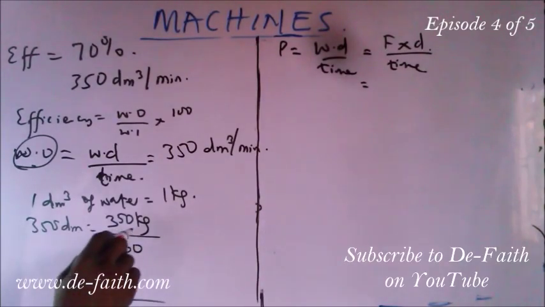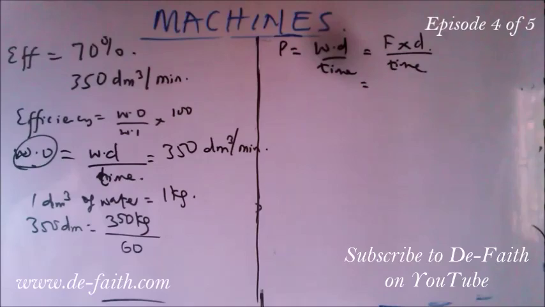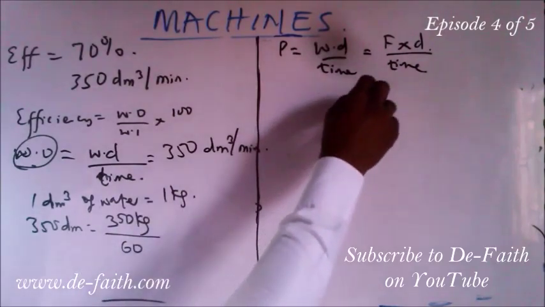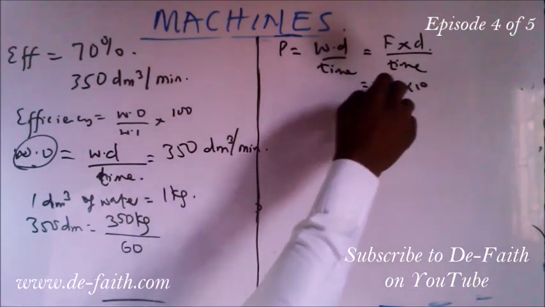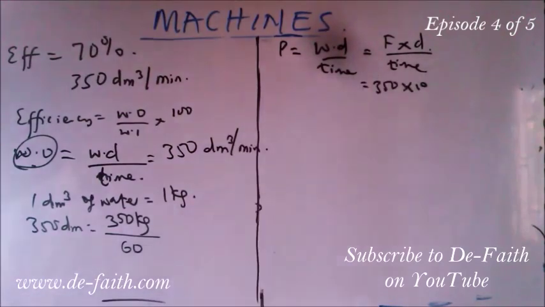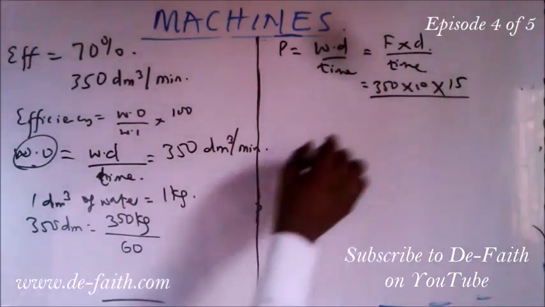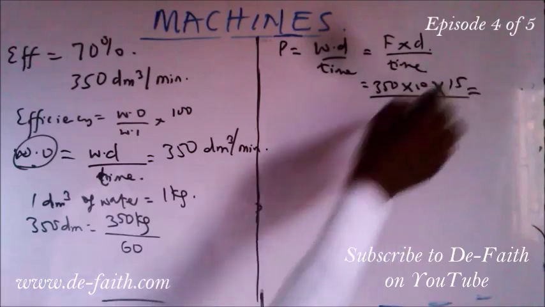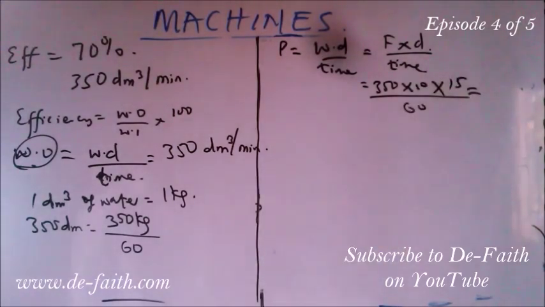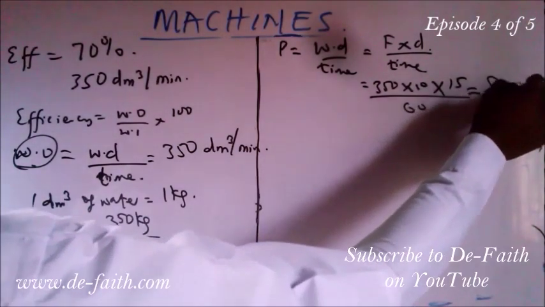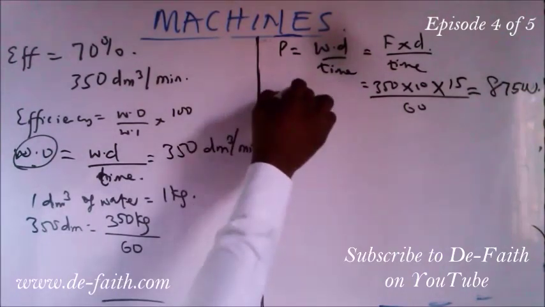So we will change this 350 kilogram into force, and that is gotten by having 350 multiplied by 10. That is mass times gravity times the distance through which the work was done, which is 15 meters. So we have our 15 over here over the time, which is 60. And so when we calculate this, we will have 875 watts. So we have this as the work output.